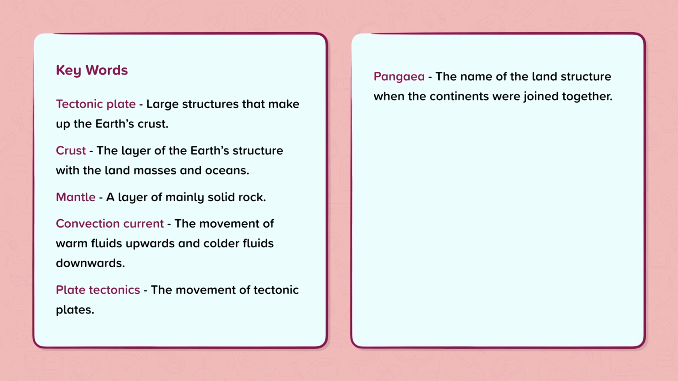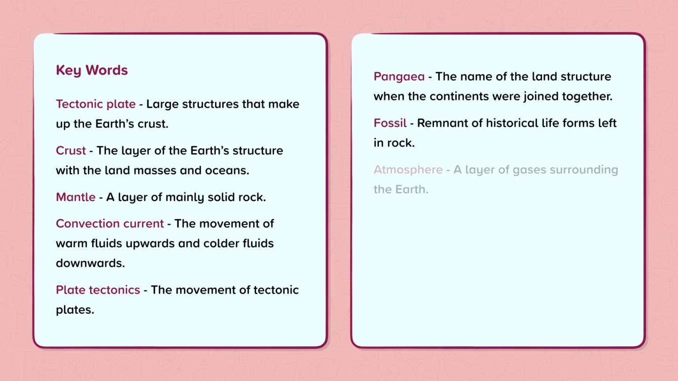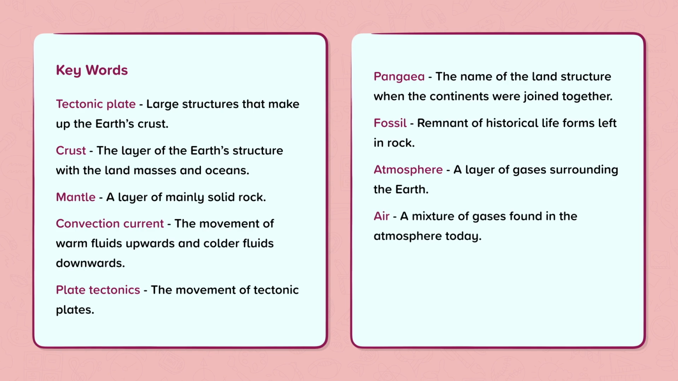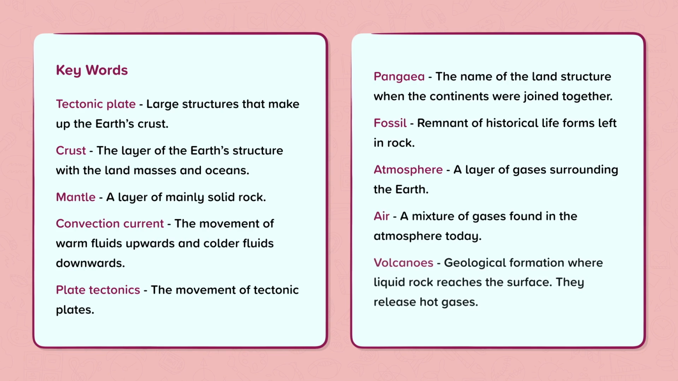Pangaea, the name of the land structure when the continents were joined together. Fossil, remnant of historical life forms left in rock. Atmosphere, a layer of gases surrounding the Earth. Air, a mixture of gases found in the atmosphere today. Volcanoes, geological formations where liquid rock reaches the surface. They release hot gases.